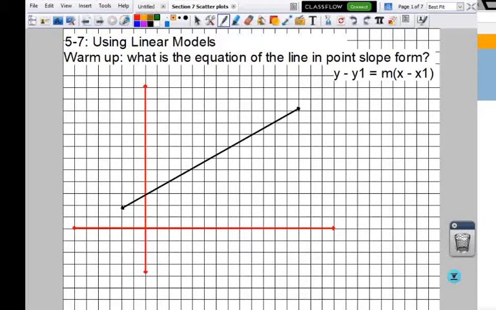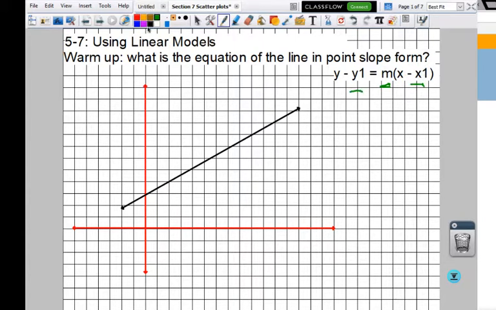Alright, so we'll go over a warm-up here to get you ready for our lesson today. We're making this equation in point slope. For point slope, we need two things. We need m, and we need x1 and y1.